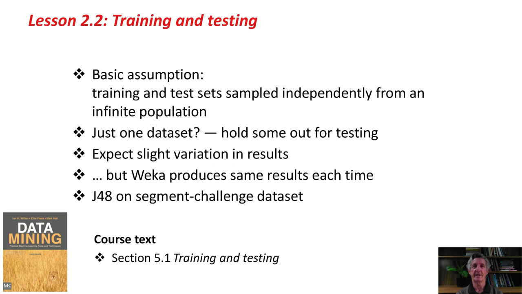So that's this lesson. The basic assumption of machine learning is that the training and test sets are independently sampled from an infinite population, the same population. If you have just one data set, you should hold part of it out for testing, maybe 33% as we just did, or perhaps 10%. We would expect a slight variation in results each time if we hold out a different set, but Weka produces the same results each time by design, by making sure it reinitializes the random number generator each time. And we ran J48 on the segment challenge data set.